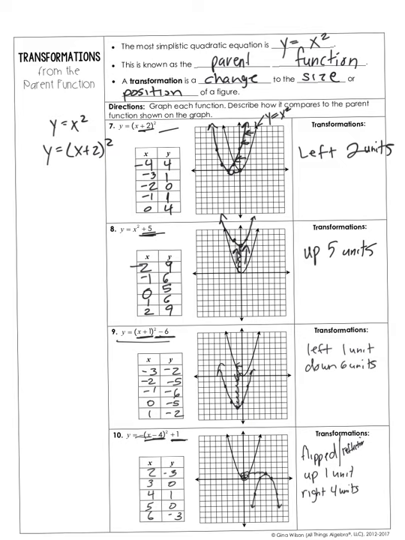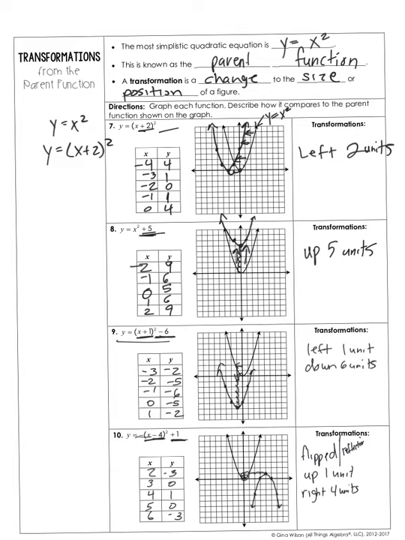And then let's follow the vertex, okay? And the vertex went from 0, 0 to 3, -2. So that is right 3 units and down 2 units. So when 3 is being subtracted from x, it shifted the graph right, and then 2 is being subtracted outside the parentheses, it shifted the graph down.